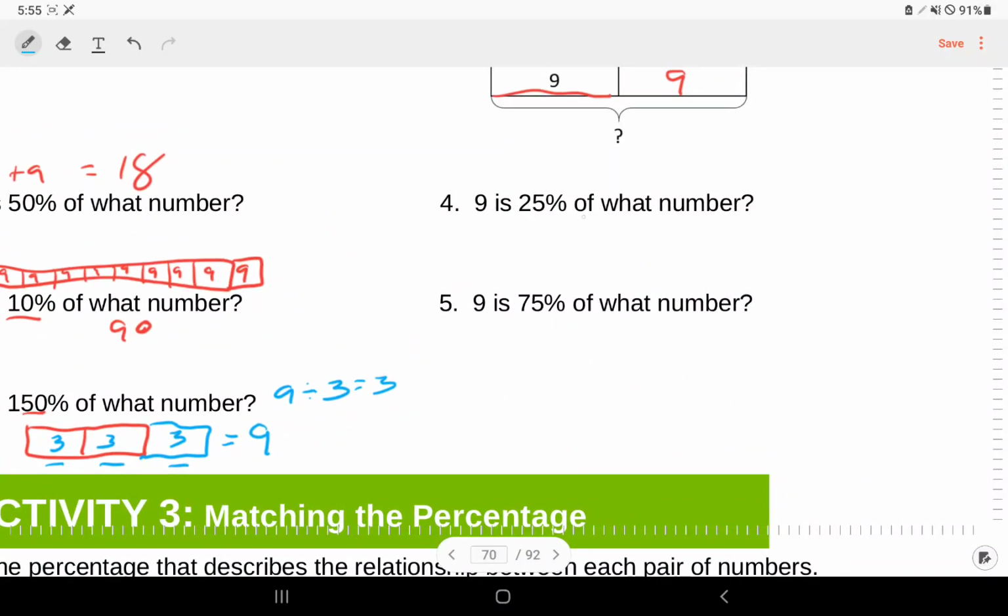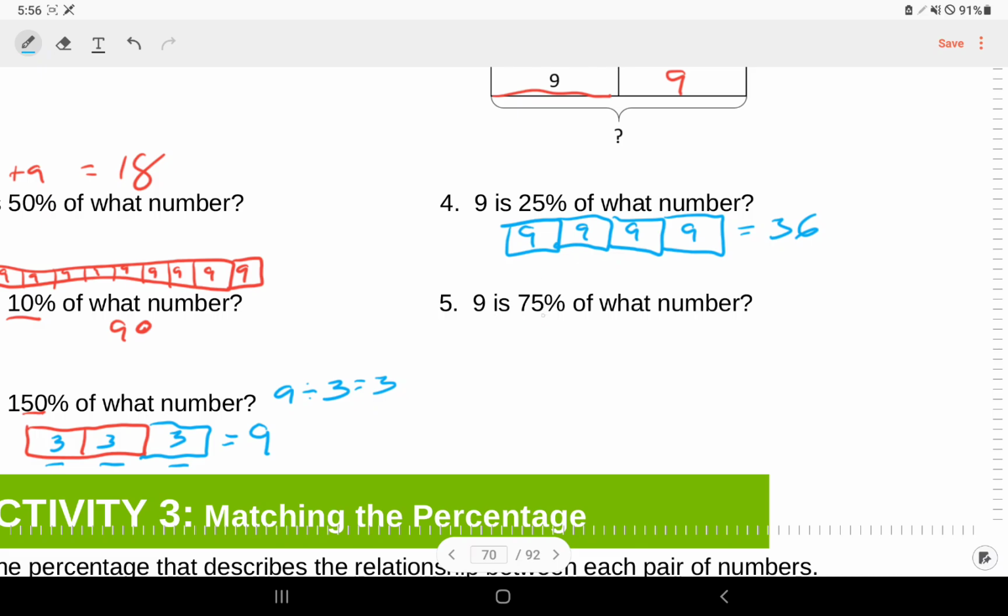Over here, 9 is 25% of what number? So again, 1, 2, 3, 4. So 9 is there. So 25%, so that's 2, 3, 4. And so 9 times 4 is 36.